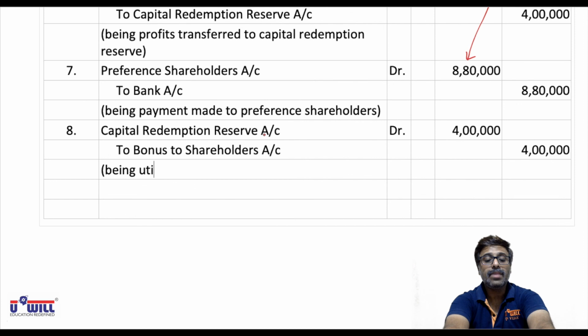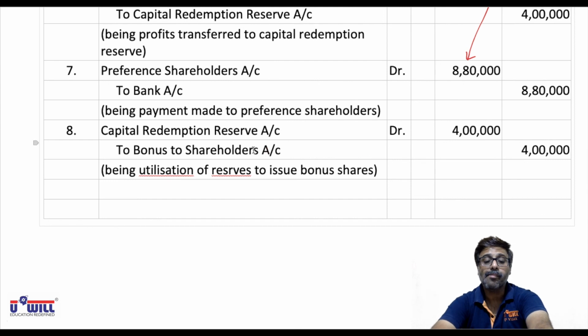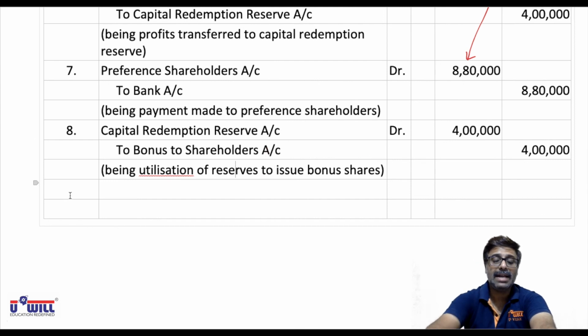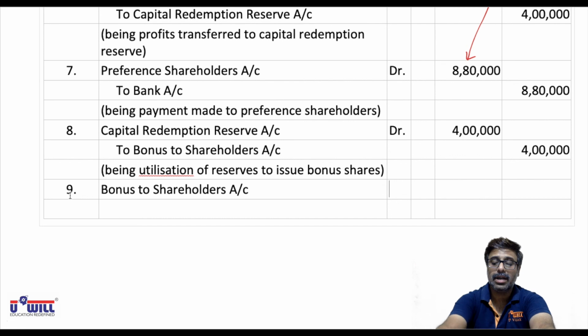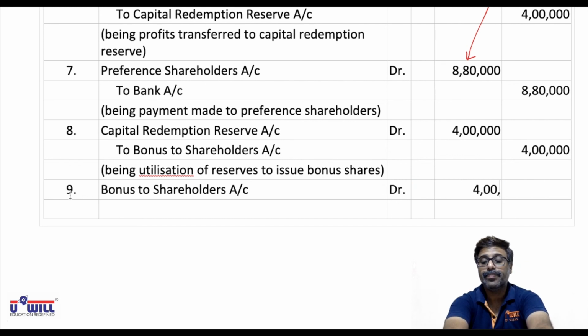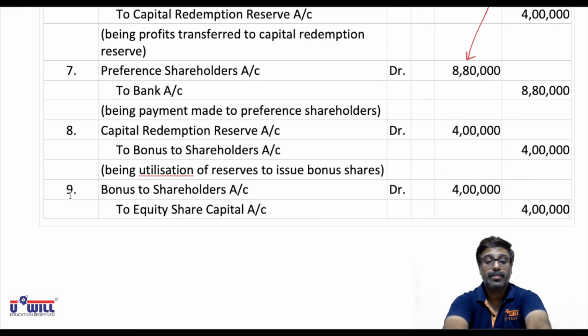Being utilization of reserves to issue bonus shares. Now last entry will be bonus to shareholders account debit 4 lakhs, to equity share capital account 4 lakhs, being declaration of bonus.